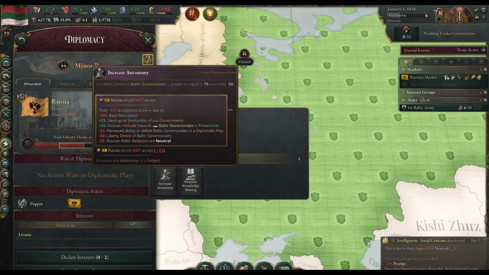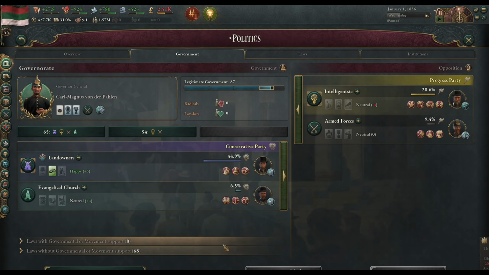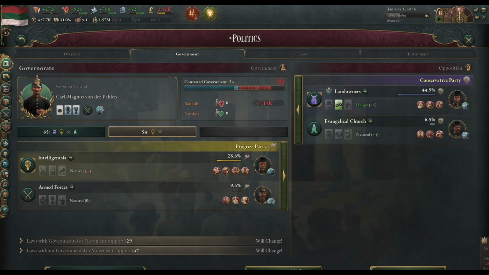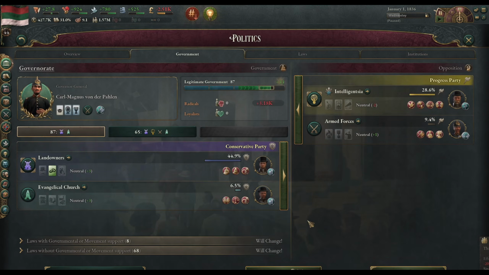To use the strategy, you need to be able to form a government which has at least minus 25 ideological similarity with your overlord. Let's change the government real quick. Not much choice anyway. Now, the modifier says minus 25. Since that is only half of the actual value, it's fine. Back to the landowner government real quick.